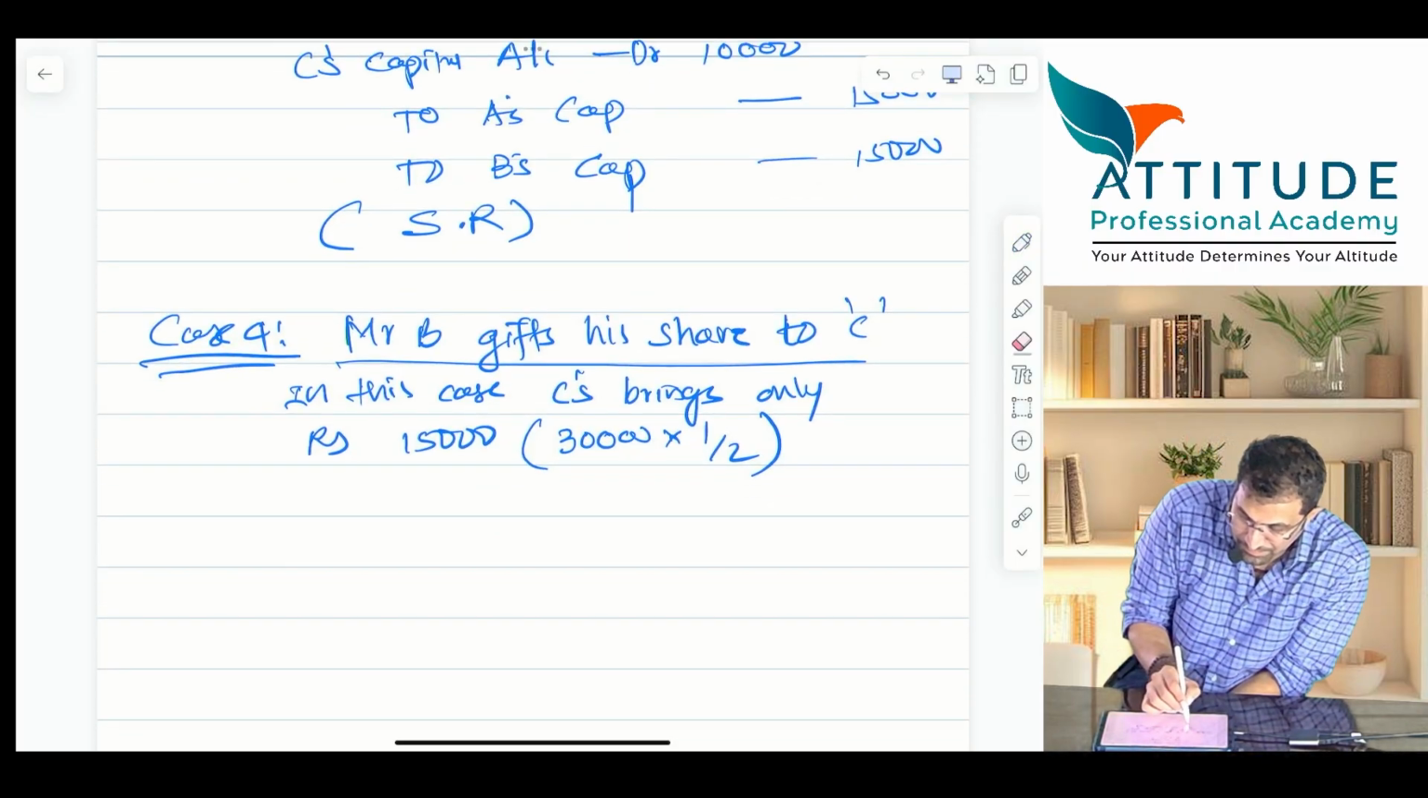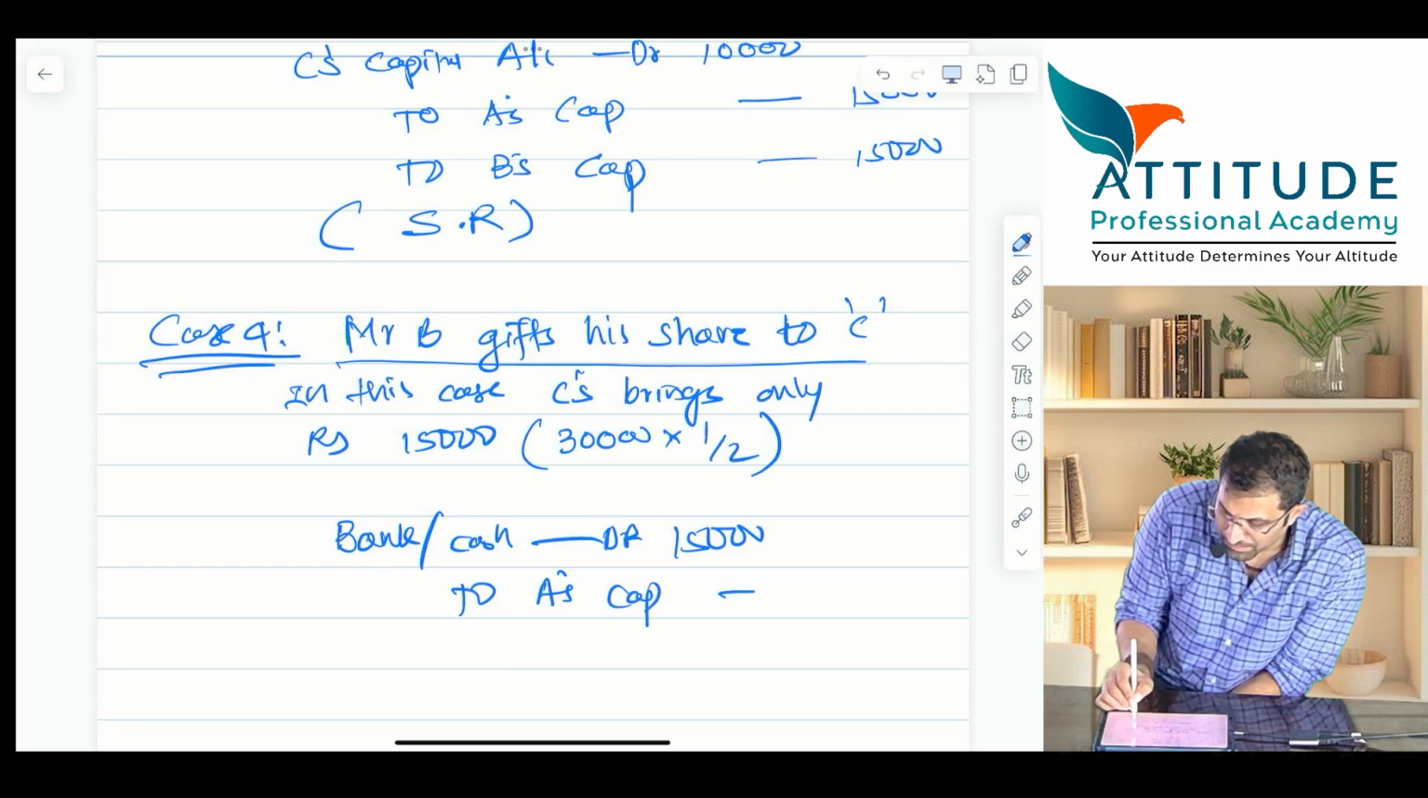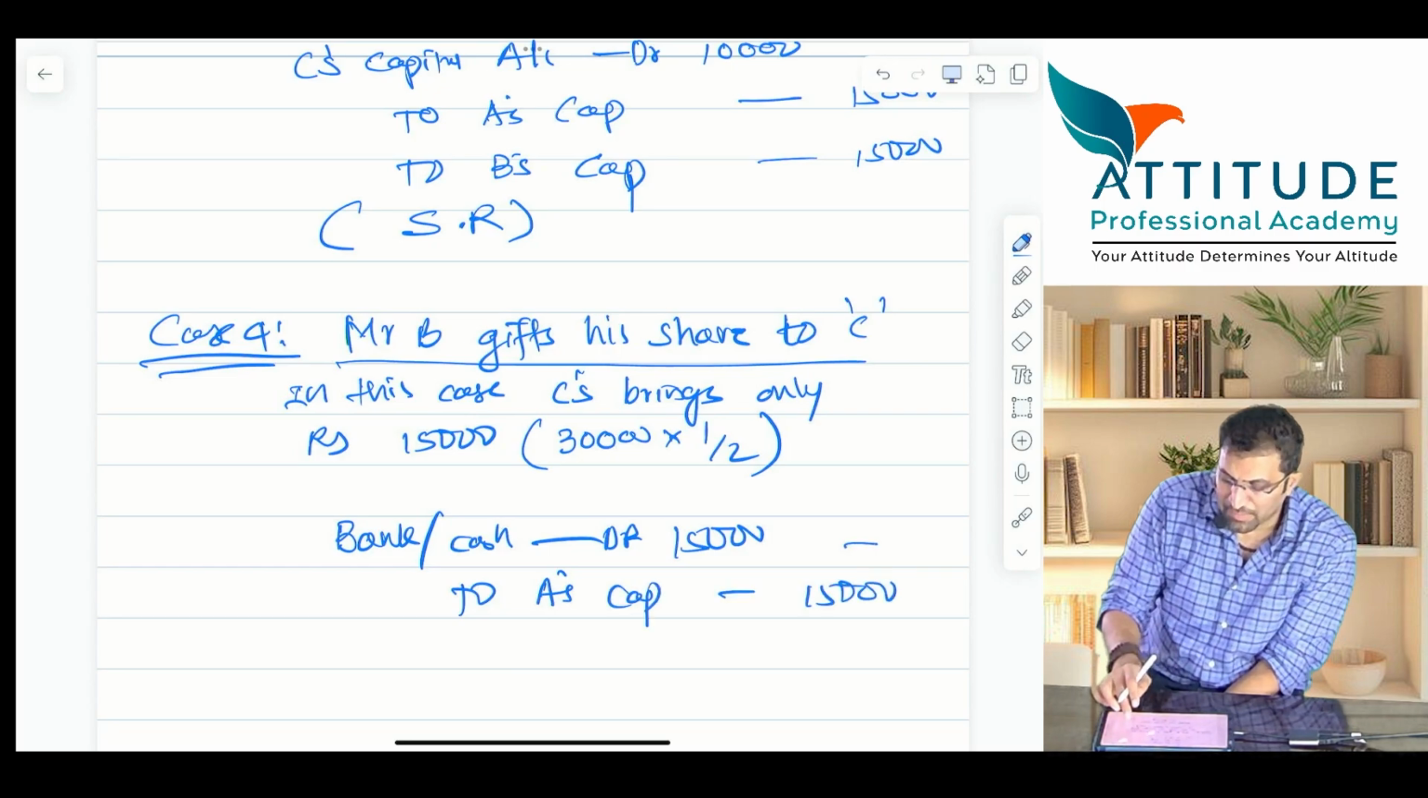Journal entry. Let us say he brings in cash. Entry. Bank or cash account debit 15,000 to A's capital. B को कुछ घंटा नहीं मिलेगा.